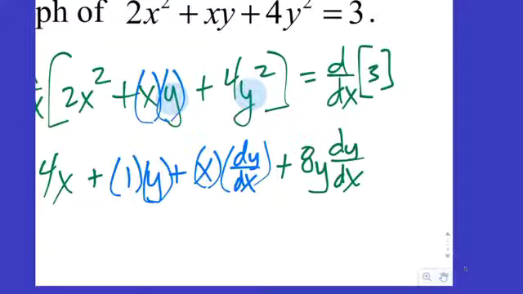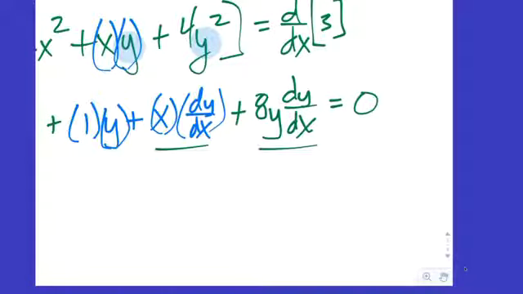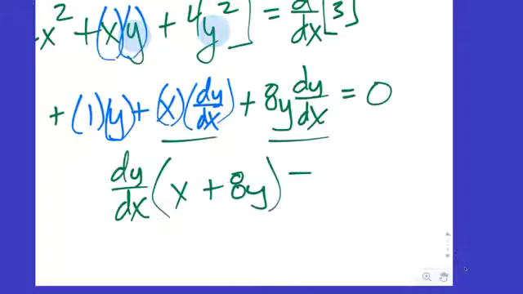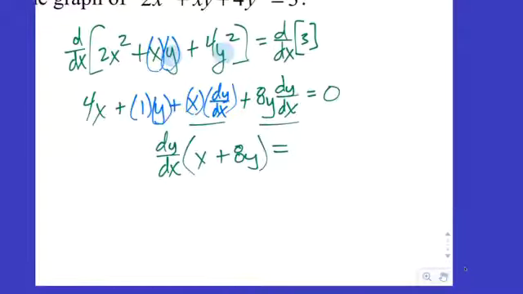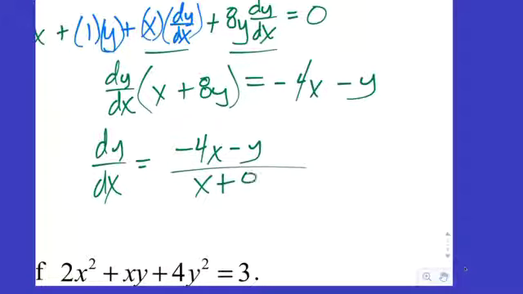Yeah, and a couple people last period missed that dy/dx. Also remember the right side is 0, not 3. Sometimes there's a tendency to leave it as a 3 instead of calling it 0. So the two terms with dy/dx are already on the left side. That's convenient. We'll just factor it out then. We're left with x plus 8y. And then 0 will welcome two new pals coming to the other side, a negative 4x and a negative y. So your final answer, one version of it at least, is negative 4x minus y all over x plus 8y.